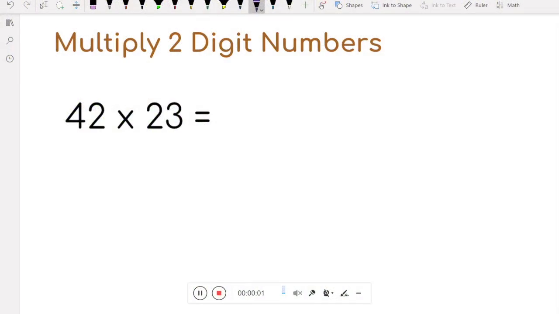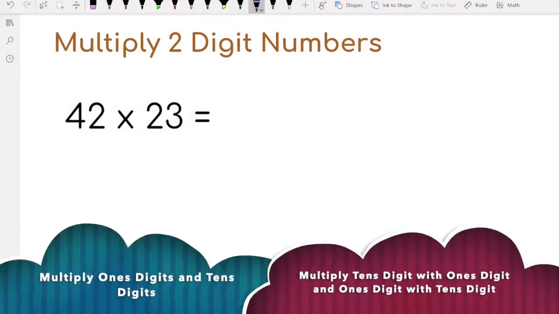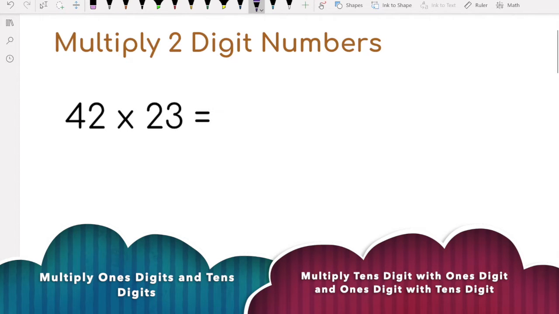Welcome. This is a trick to quickly multiply a 2-digit by 2-digit number very quickly. With little practice, you can do this in your head. So to start out, you multiply the ones digits. 2 times 3 is 6. And then you multiply the tens digit. 4 times 2 is 8.